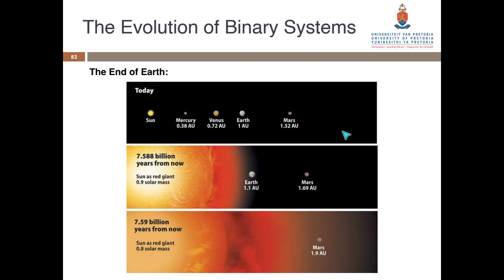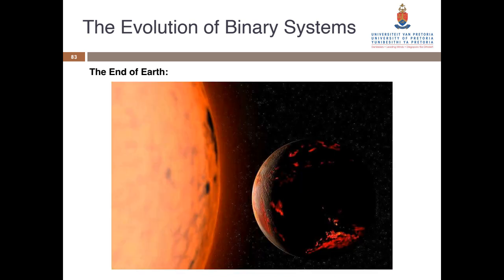So when we put this into perspective, in about 7.5 billion years, the Sun will engulf Mercury and Venus as it becomes a giant. And in 7.59 billion years, the Sun is a red giant and has 0.8 solar mass, and it will completely engulf Earth. So that brings us to quite a scary story of how Earth will end. So then the only thing that remains is the charred Earth.